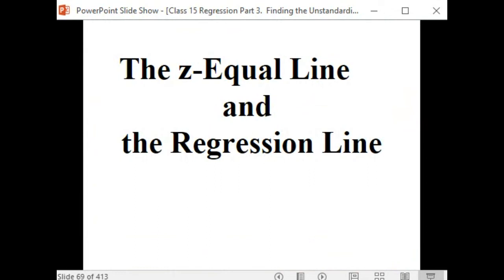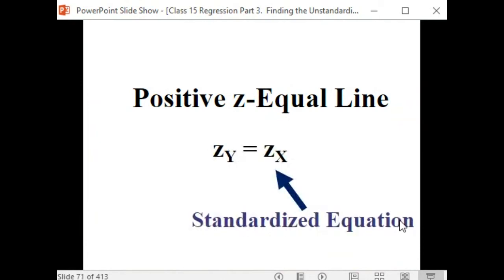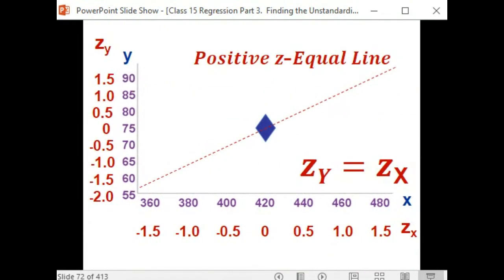We'll begin today's lecture by discussing the similarities and connections between the z-equal line and the regression line. So let's begin with the positive z-equal line. As you remember from previous lectures, this is the standardized equation for the positive z-equal line: the z of x is equal to the z of y. And here's a picture of the positive z-equal line.